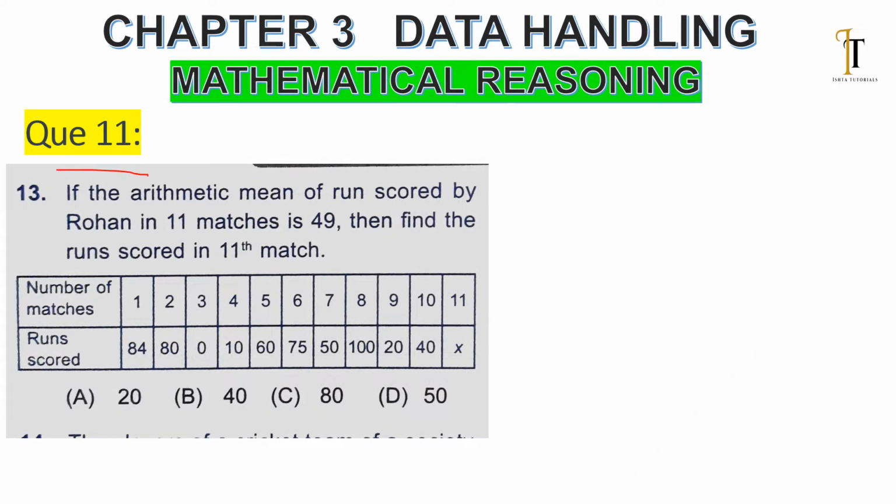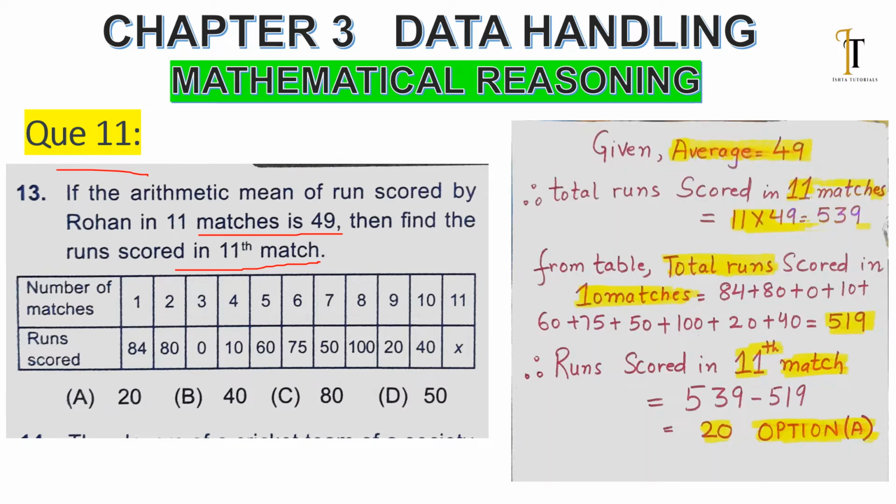Question number 11. If the arithmetic mean of runs scored by Rohan in 11 matches is 49, then find the runs scored in the 11th match. Here data is given and options as well. So students, here you need to find the score for the 11 matches minus the score for the 10 matches, and we will get the score for the 11th match.